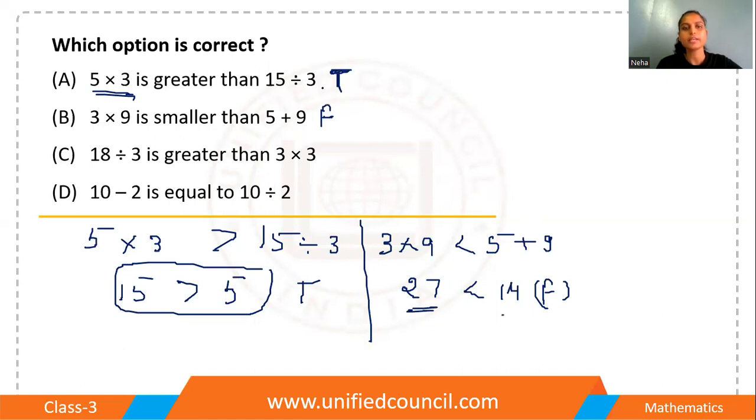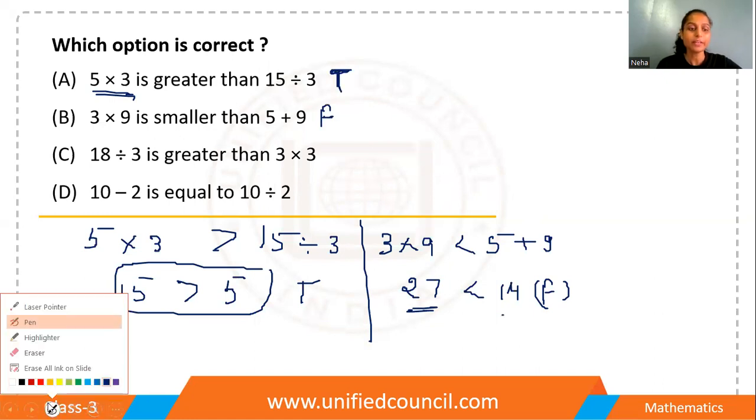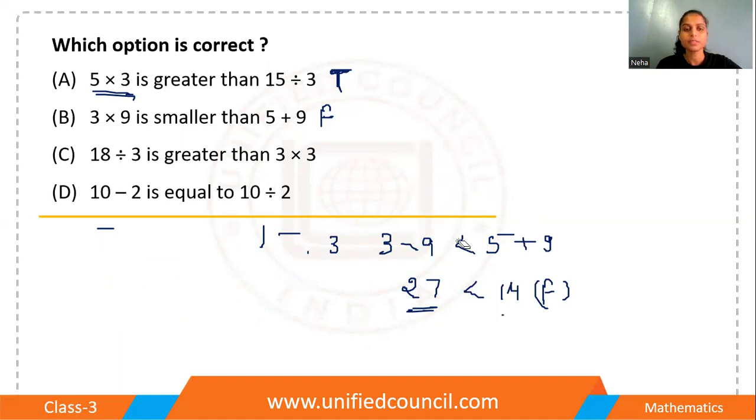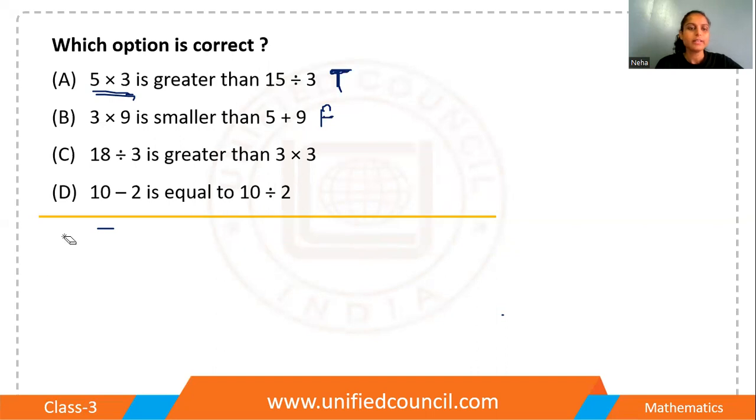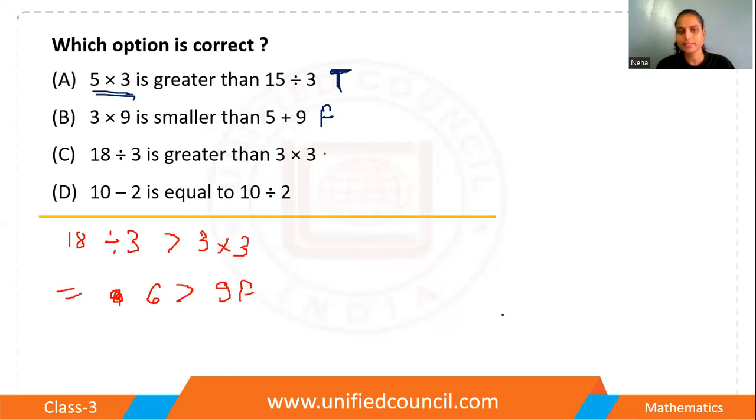First one is true, second one is false. Now let me check with the other two. Option C and option D. Alright, let me erase this. Okay, let's move to the option C. So 18 divided by 3 is greater than 3 times 3. So this is 6, and 3 times 3 is 9. It's greater than 9. So I think this is false. 6 is not greater, 6 is less.